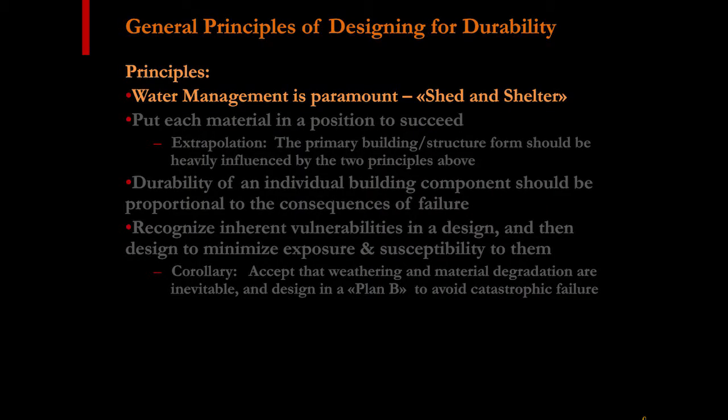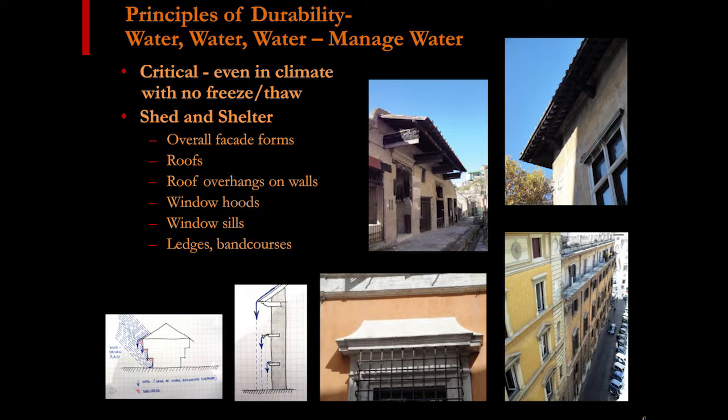So these are all about water management. The thing I found in Rome is that even though they don't have freeze-thaw, the restoration architects and conservators I met and talked to there said, time and time again, deterioration, it's all about water. Water's the foremost agent of deterioration, even in the absence of freeze-thaw. So water management is the first and foremost principle, and you need to shed and shelter. So lots of ways to do this, and it's important to do it both at the overall building form, ledges, band courses, roof overhangs, and individual elements like window heads.